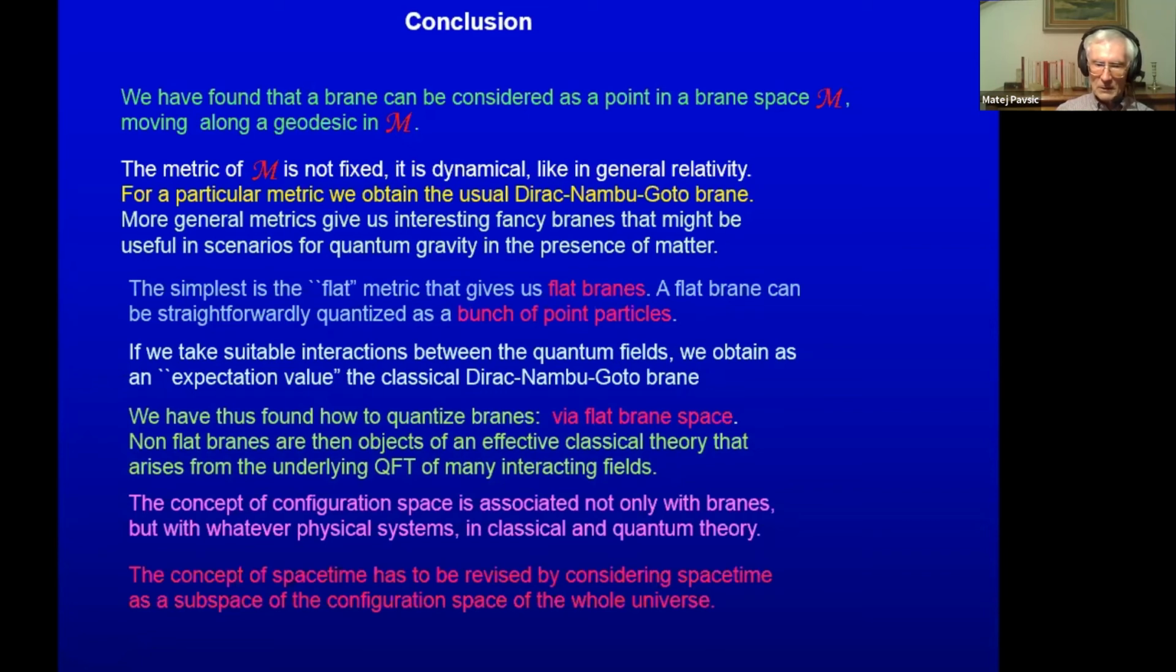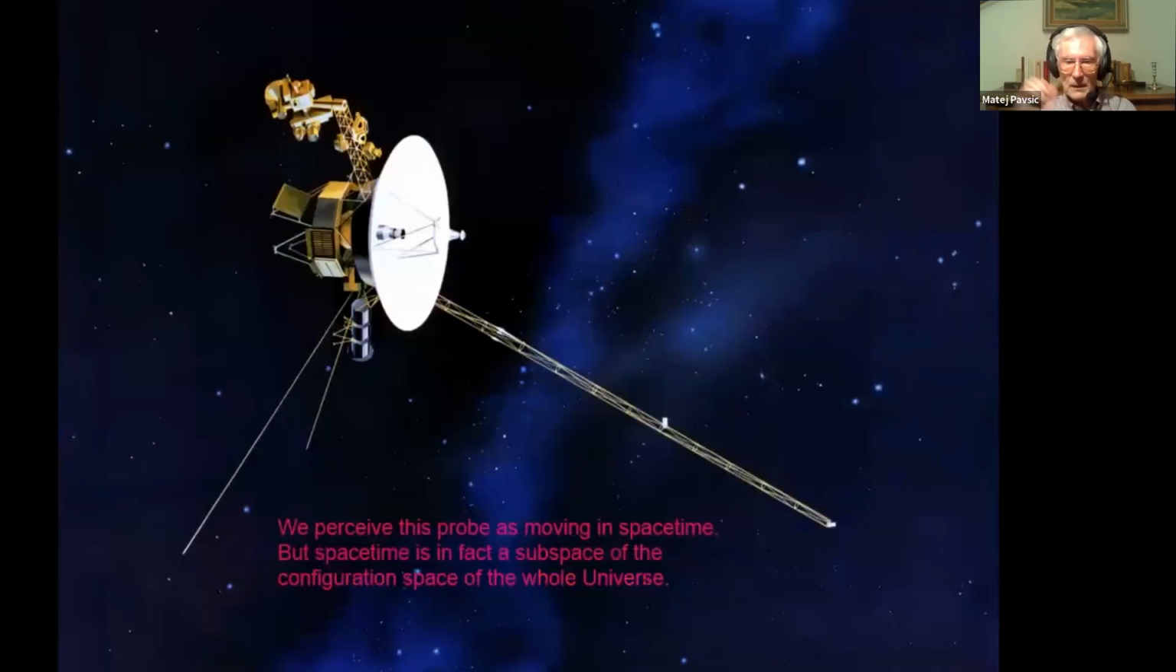The concept of configuration space is associated not only with branes, but with whatever physical system in classical and quantum theory. The concept of space-time has to be revised by considering space-time as a subspace of the configuration space of the whole universe. So, look, we perceive this probe as moving in space-time through the universe. But space-time is in fact a subspace of the configuration space of the entire universe.